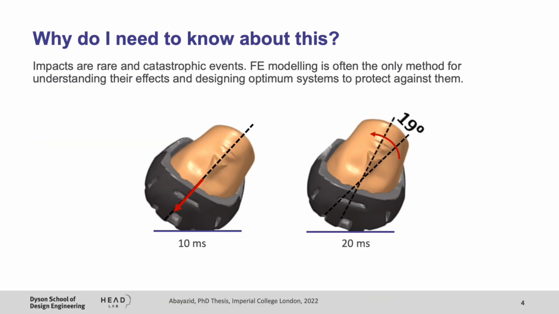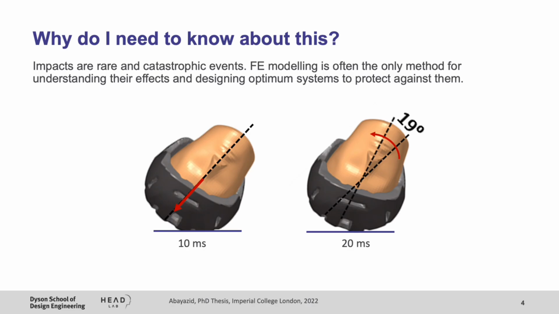So impacts are rare and catastrophic events. Finite element modeling is often the only method for understanding their effects and designing optimum systems to protect against these effects. Here I've shown an FE simulation of a bicycle head collision.